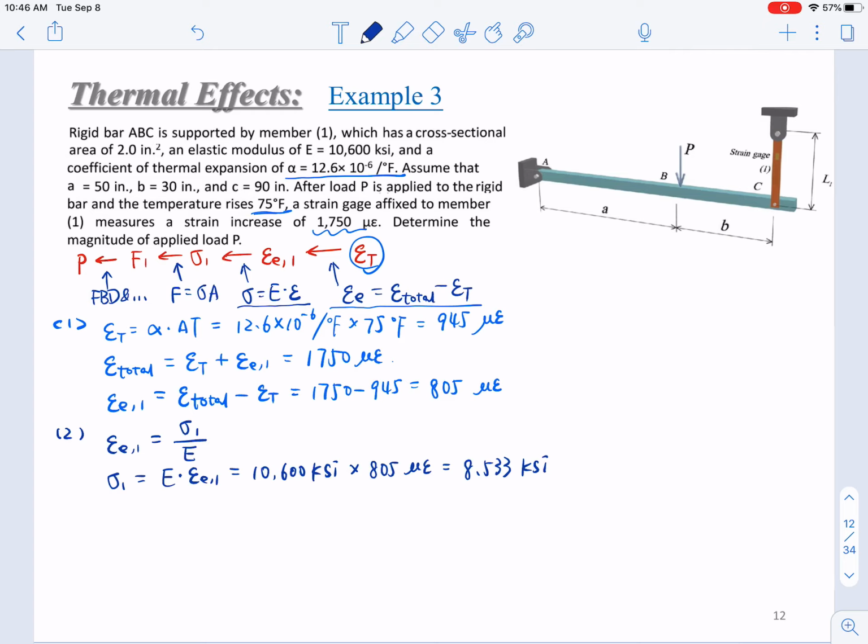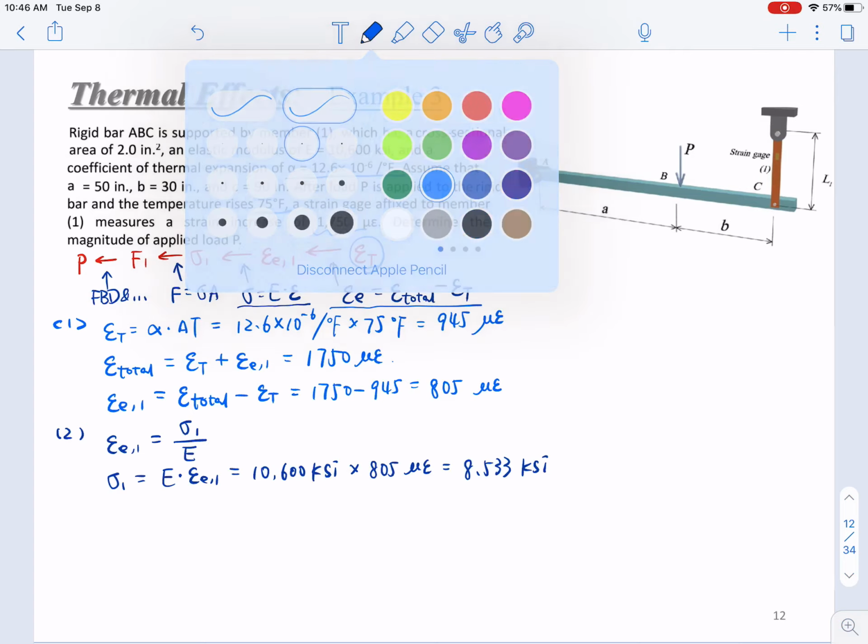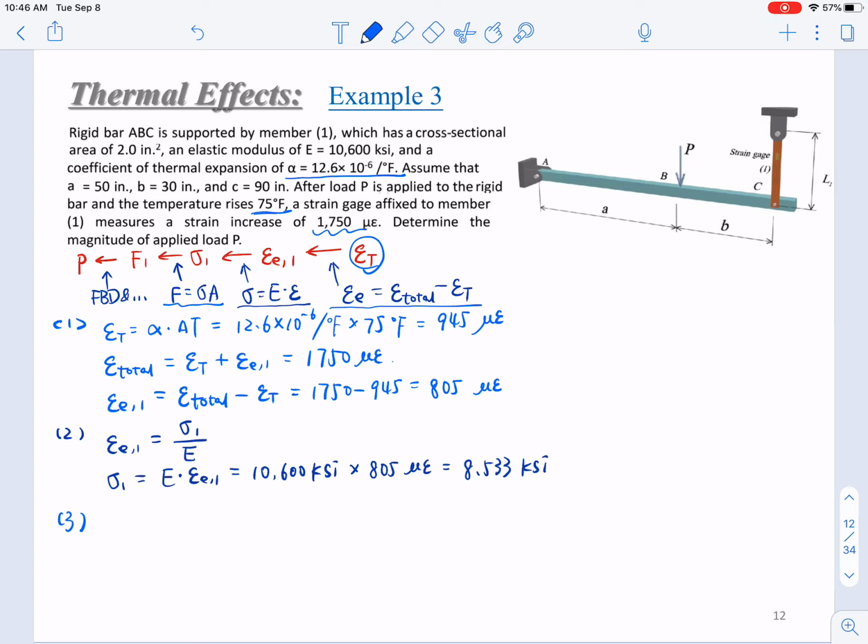Okay, in the third step, we can calculate the force in bar 1, F1, right? F1 would be sigma 1 times A. The sigma 1 has been calculated here. This is 8.533 KSI times the area, 2 square inch. Right here, 2 square inch. So we got the answer, 17.07 kips.